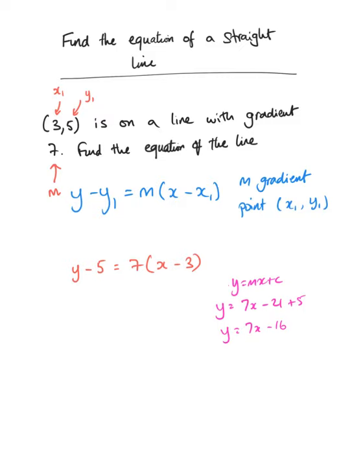We might also be asked to give it in the form ax plus by plus c equals 0, and again all I need to do is some rearranging. I've got y minus 5 is equal to 7x minus 21. I just need to get everything on the same side, so I'm going to subtract y and add 5. So 7x minus y minus 16 equals 0. So to get from the red to either the pink or the orange there, all I've done is some rearranging using my normal algebra skills.